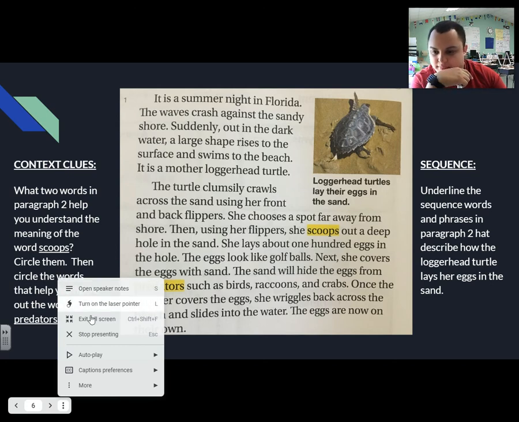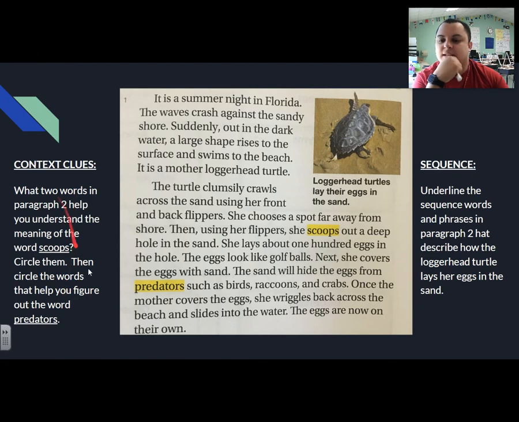Circle them, then circle the words that help you figure out the word predator. So we're going to be using our context clues to find the meaning of two words. And then for sequence, it says, underline the sequence words and phrases in paragraph 2 that describe how the loggerhead turtle lays her eggs in the sand. So let's start reading about this loggerhead turtle.